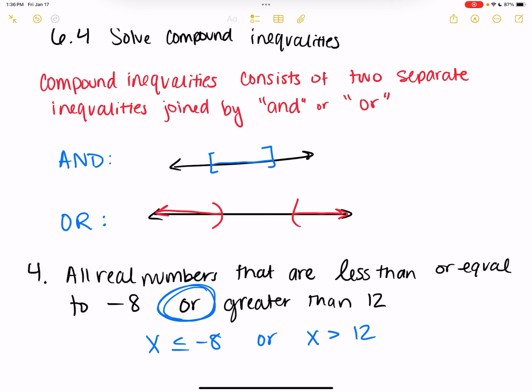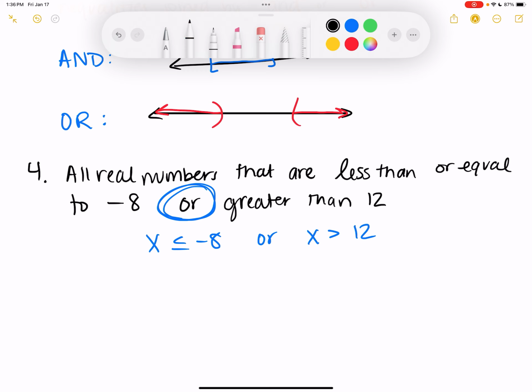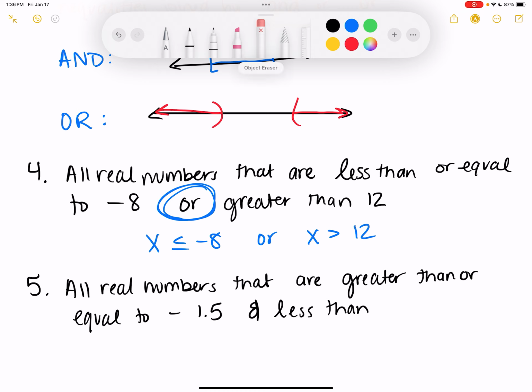All right, now for some reason they did both even ones are ors and both odd ones are ands. And so I'm going to do an odd one, which I don't obviously normally do, but I want you to see an example of that. So 5, all real numbers that are greater than or equal to negative 1.5 and less than 9.2.